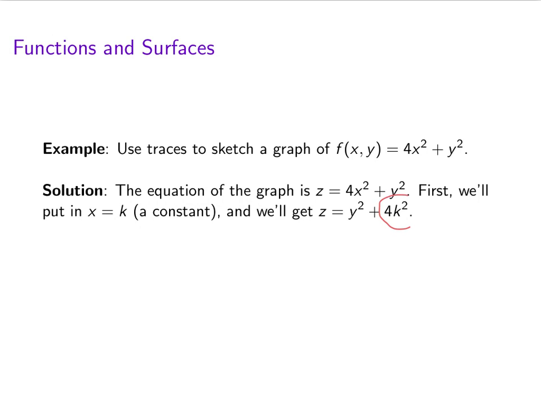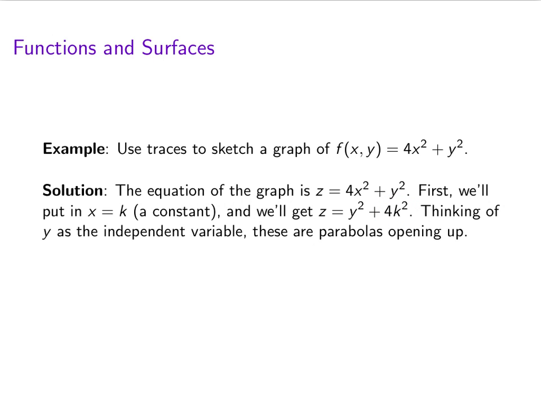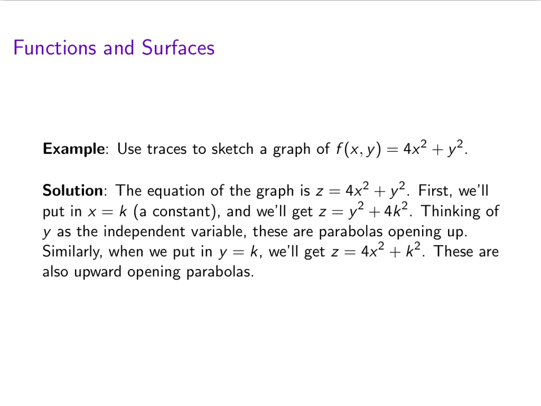Notice that this thing right here, 4k squared, is just a number because k is just a number. So we'll think of y as the independent variable, and in that case, these are parabolas that open up. So y is independent, z is the dependent variable, k is just a number. And similarly, if we put in y equals k, then we'll get z equals 4x squared plus k squared. These are also upward opening parabolas.